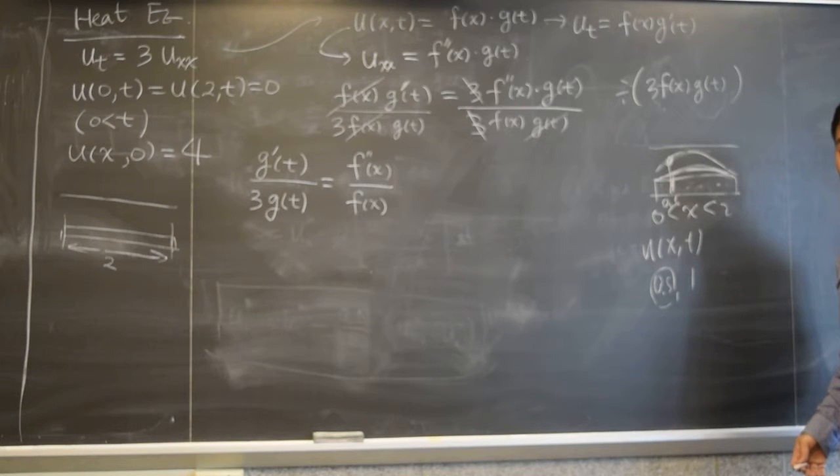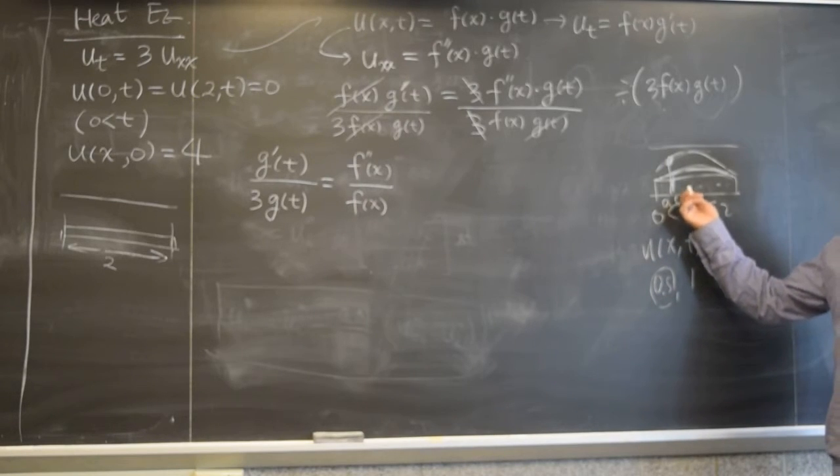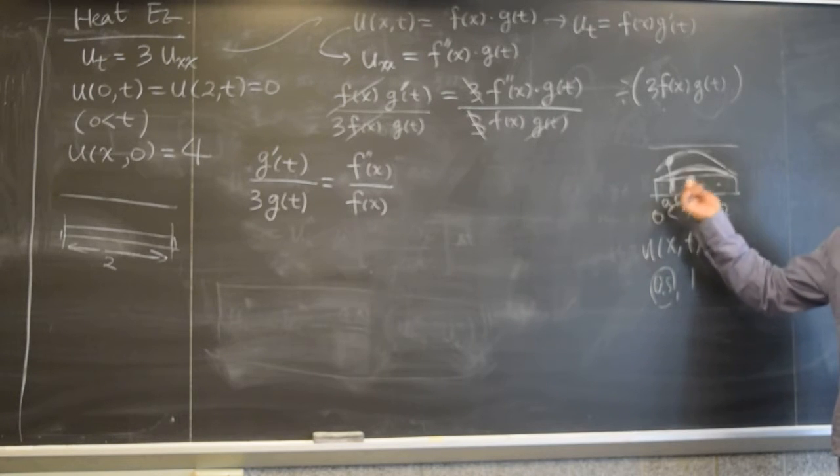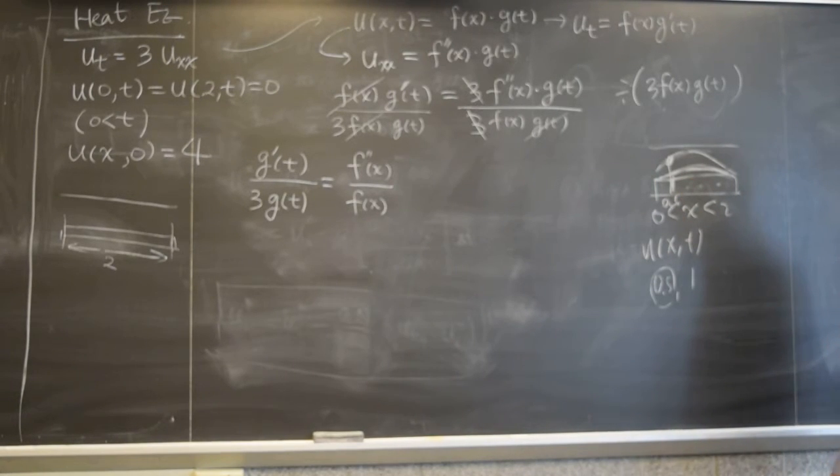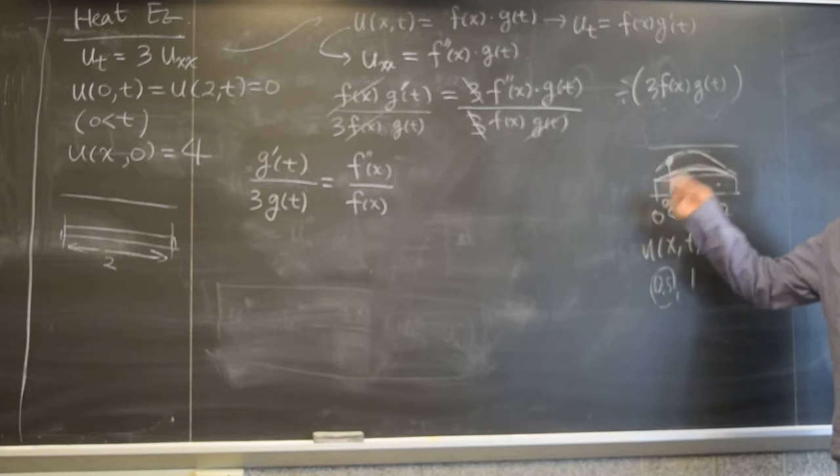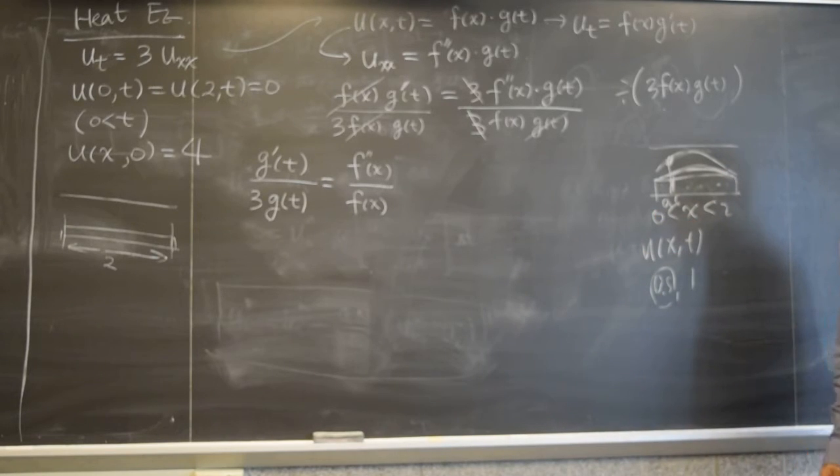X is like the location of where you're going to put your thermometer on the bar to measure the temperature. Oh, that's a wonderful way to say it. Thank you. Yeah. So x is the place where you're going to measure the temperature. T is the time when you measure. The when and the where. Yeah. So x can be anything, time can be anything, right?